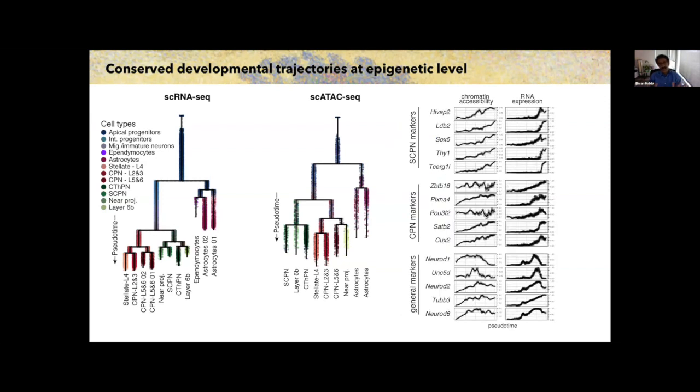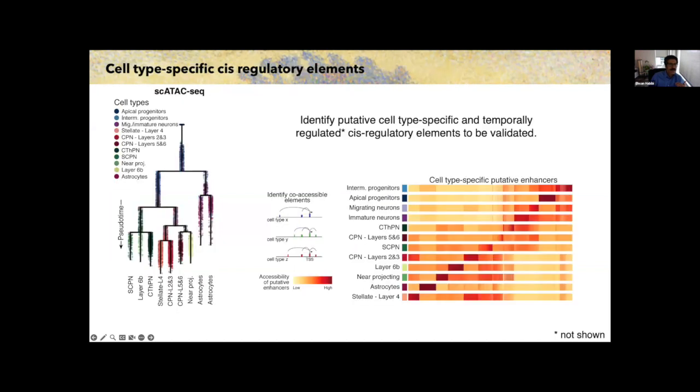Another aspect is that it is a general idea in the field that chromatin accessibility precedes gene expression. So we checked it for several genes, and we do see that chromatin accessibility is preceding the gene expression. This is the pseudotime, and this is the gene expression level. This suggests that epigenetic lineage priming is happening during this process.